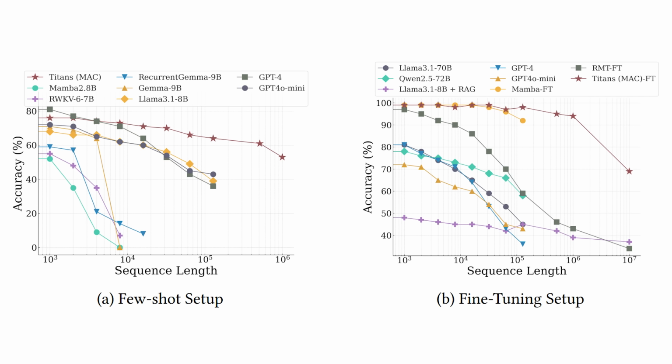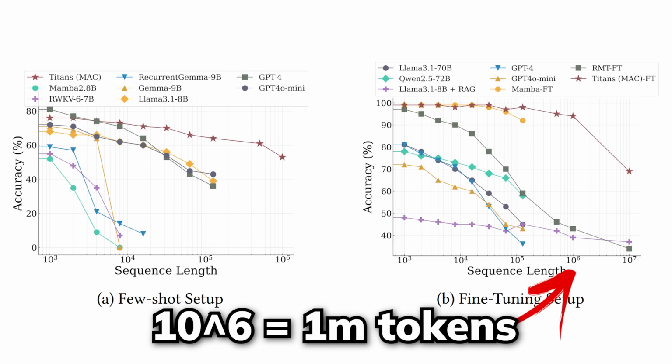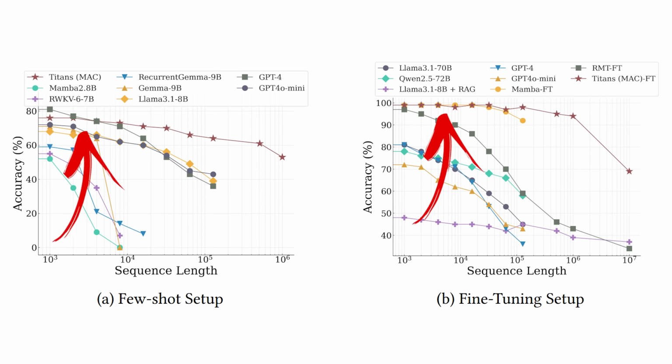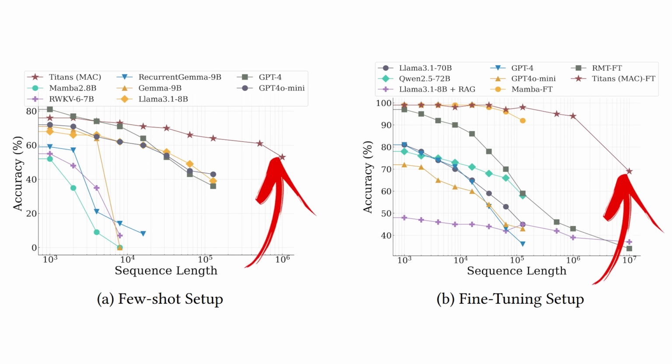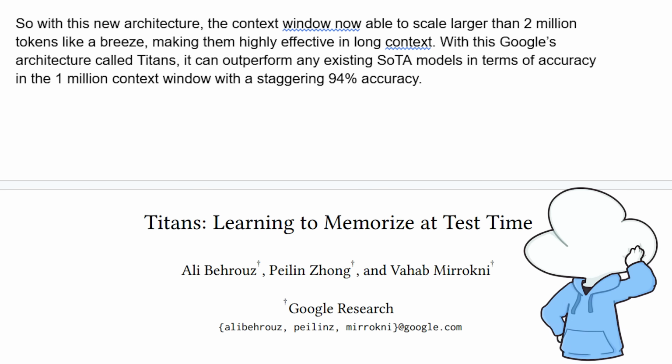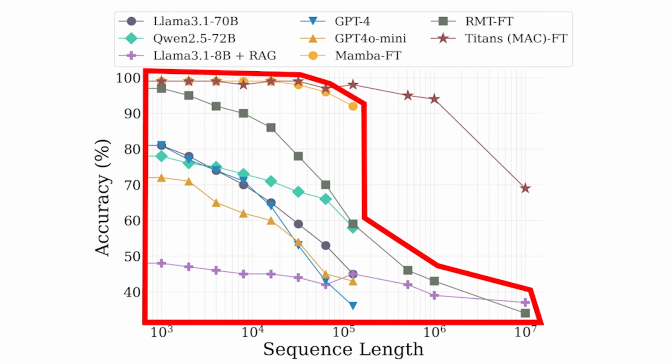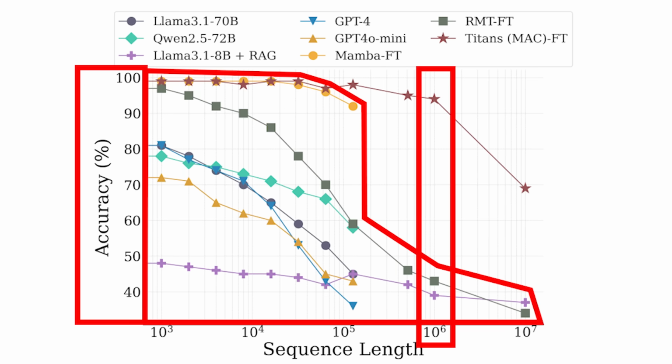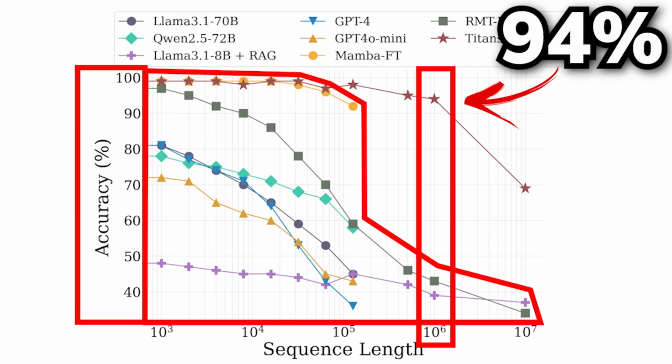So with this new architecture, the context window now is able to scale larger than 2 million tokens like a breeze, which is just highly effective in long context. With this, Google's architecture called Titans, I just realized I haven't mentioned its name, it can outperform any existing state-of-the-art models in terms of accuracy in the 1 million context window with a staggering 94% accuracy.